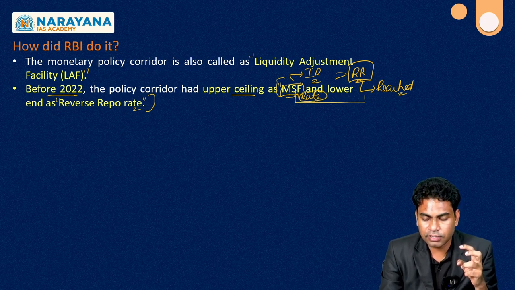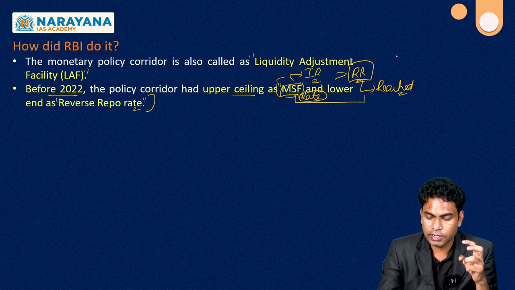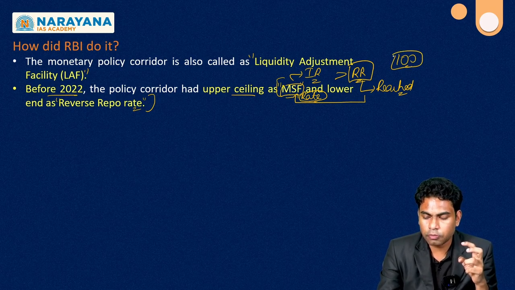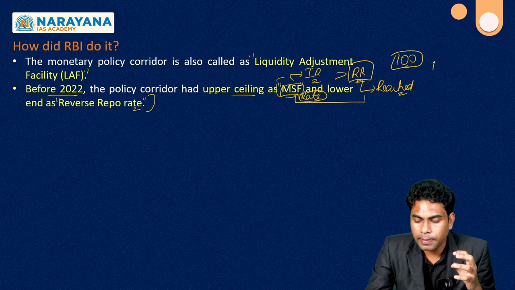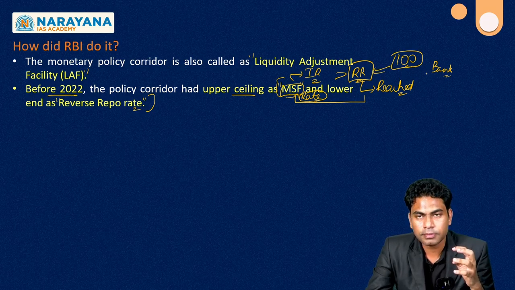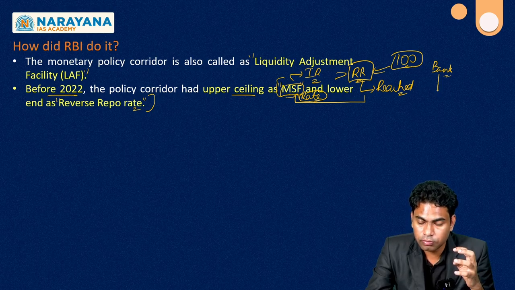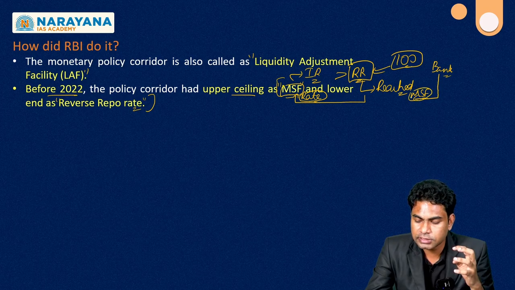So marginal standing facility's interest rate is greater than the repo rate. For example, 100 rupees is the extent of money that a bank could borrow from RBI at the repo rate. Beyond it, if the bank requires to borrow, then it has to use other instruments like MSF, and the instrument of MSF is costlier when compared to the repo rate.